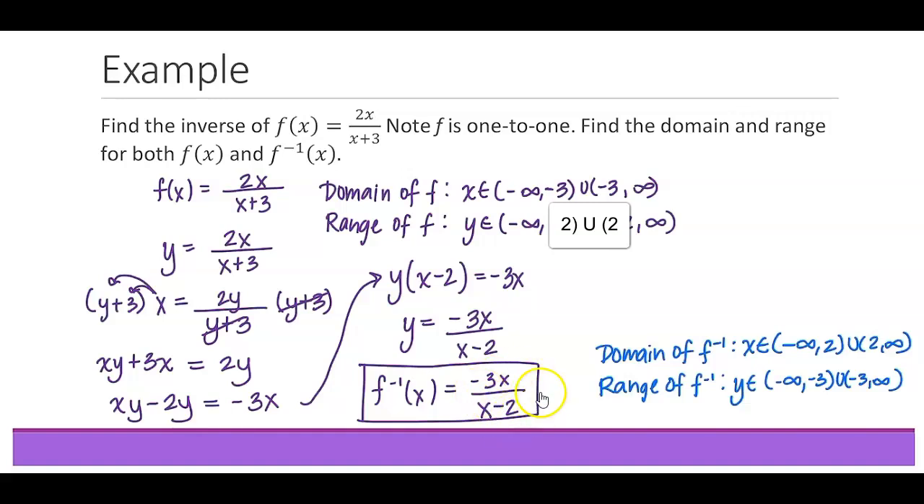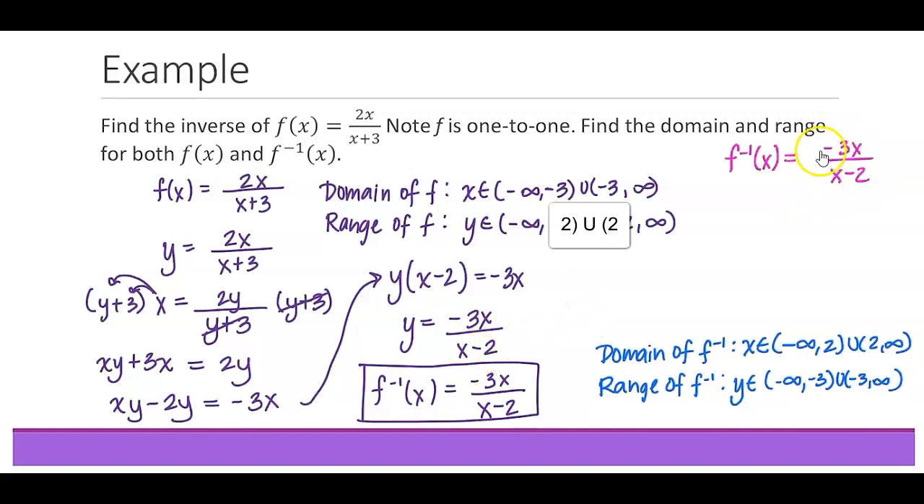Now I just have one final side note, because sometimes students will work through some of these longer inverse problems and they'll get to an answer and say their answer doesn't match the answer key. So I'm going to give you another way to think about this final answer here. So f inverse of x is negative 3x over x minus 2.